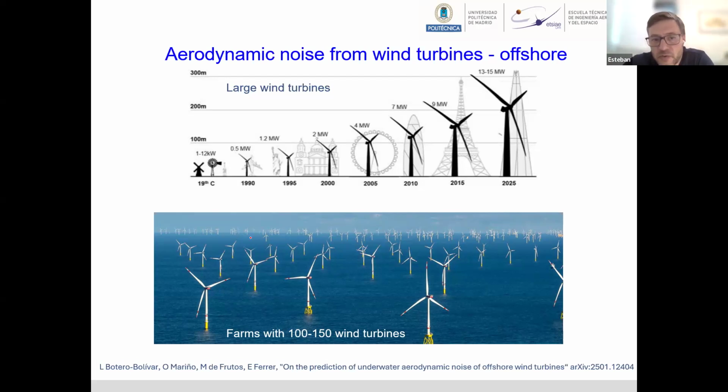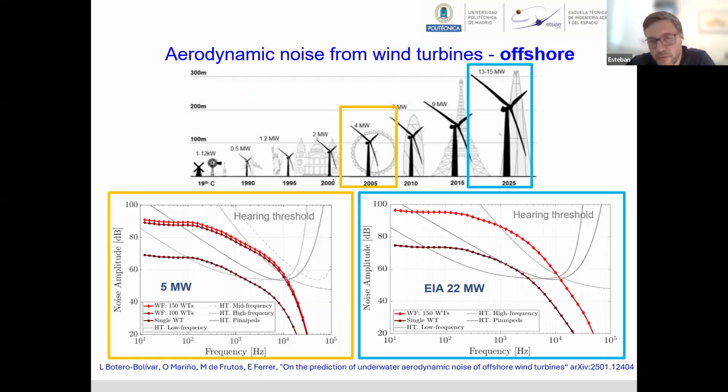So here in the work we are trying to publish, we have used three typical turbines: 5 megawatt, 10 megawatt, and then a 22 megawatt, which is one of the biggest ones that are proposed these days. And we have calculated the acoustic footprint for one turbine, which will be this one here. So here you have the noise amplitude against the frequency. And this is for one turbine, and then how it scales when we have farms of 100 turbines, 150 turbines, which is typically what's been installed in the North Sea these days.